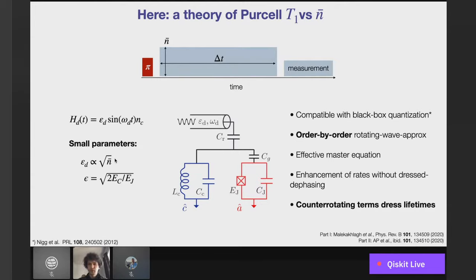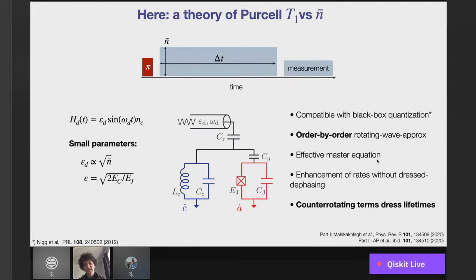So why did we choose to do this? It is because this is compatible with the black box quantization picture, which has a set of harmonic modes interacting through quartic nonlinearities with each other. In addition to that, this allows us to perform a perturbative expansion and to do an order-by-order rotating wave approximation. Moreover, and this goes beyond what was done with black box quantization, it allows you to also figure out what the dissipative effects are upon doing the rotating wave approximation. This goes in the spirit of the paper by Boissonneau and collaborators in 2009 that I told you about.